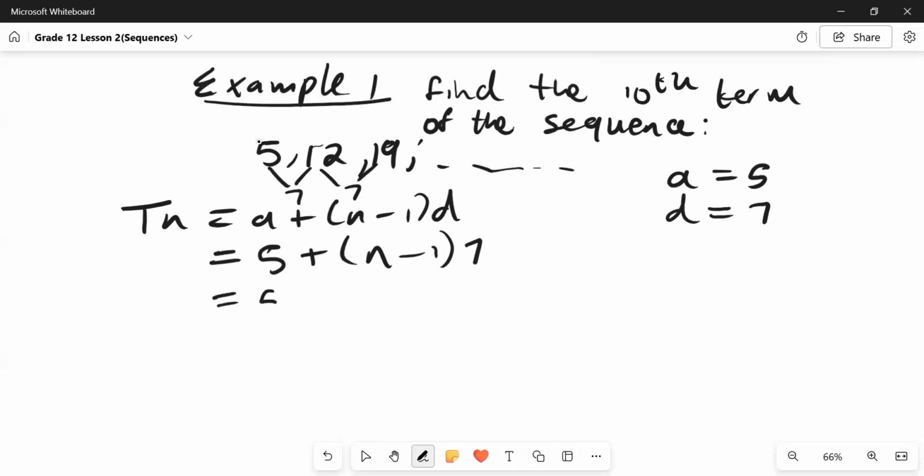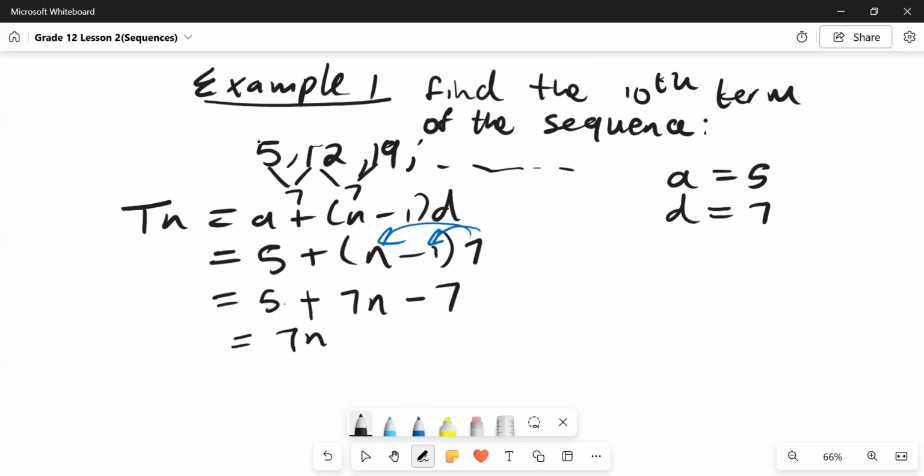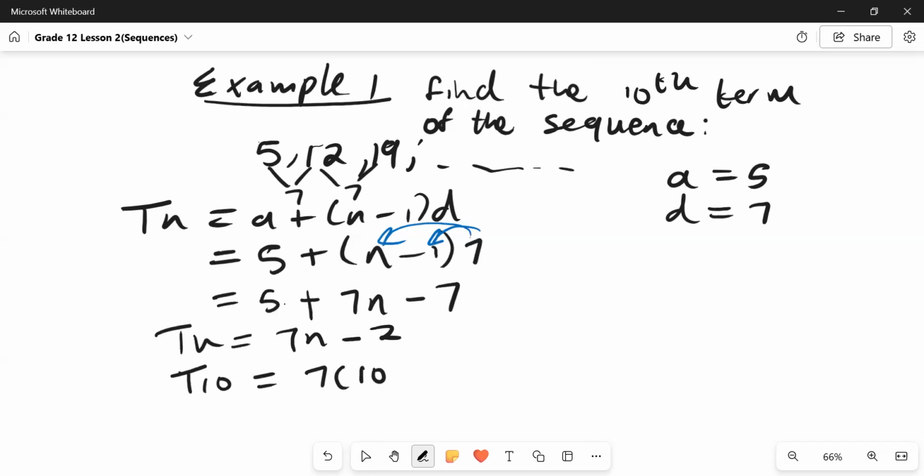That's your 5. Now use the distribution law. 7 times n, 7 times negative 1. That's 7n minus 7. This is 7n, 5 minus 7, that's minus 2. Tn. And then from there, we're looking for T number 10. T10 is equals to 7 times 10 minus 2, which is 70 minus 2, which will give us 68. And that's it. Now let's move to example 2.